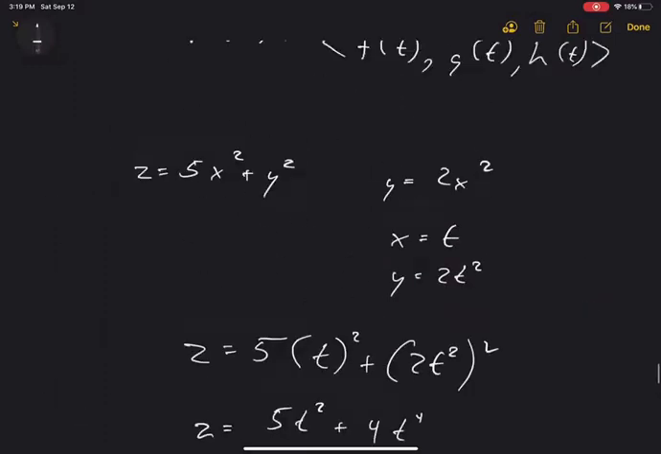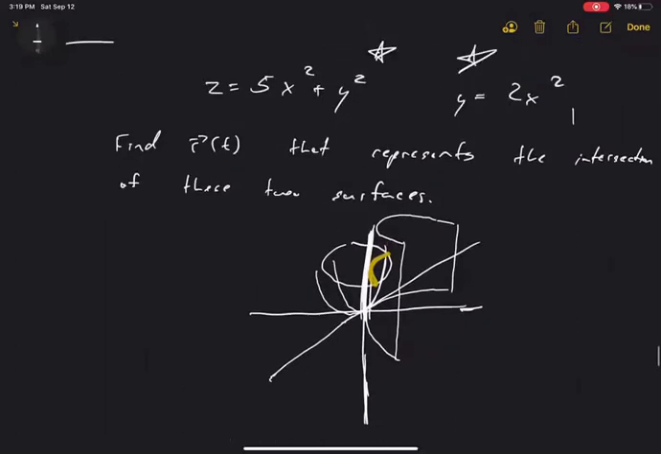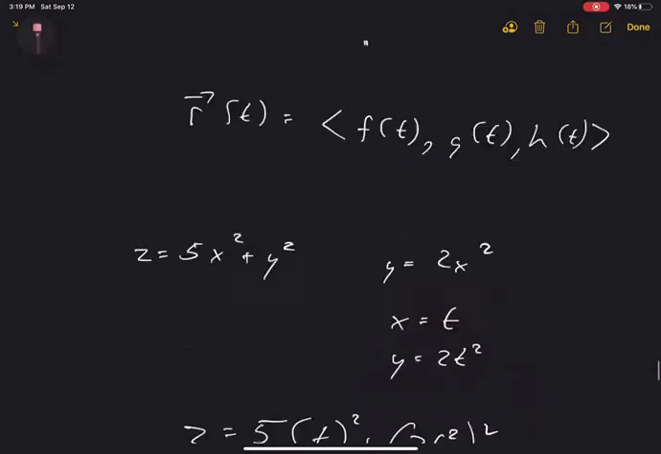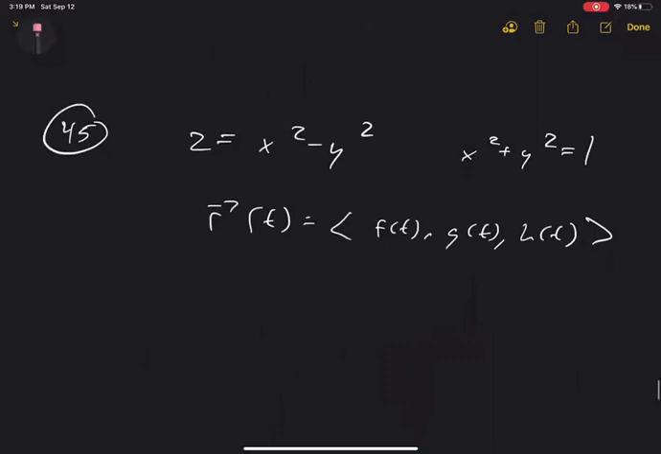Like in the previous example, we just looked at this right side and we said, okay, x is equal to t, then that makes y equal to 2t squared and so on. Okay, so that was pretty straightforward. In this, we can't really do that.